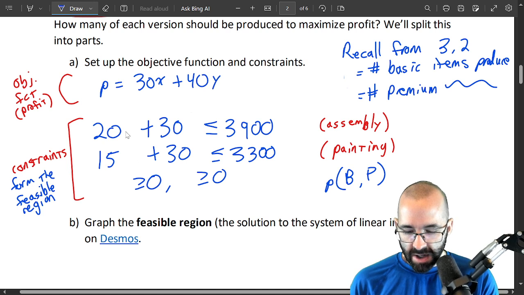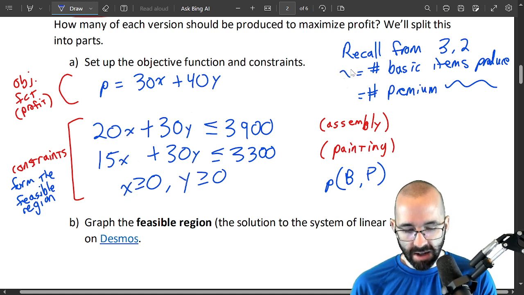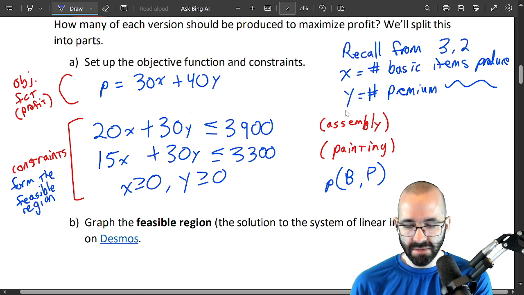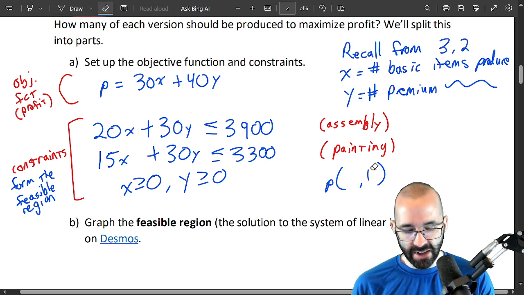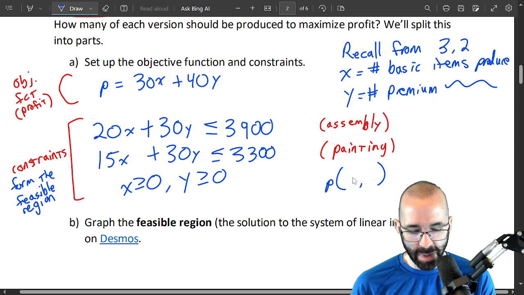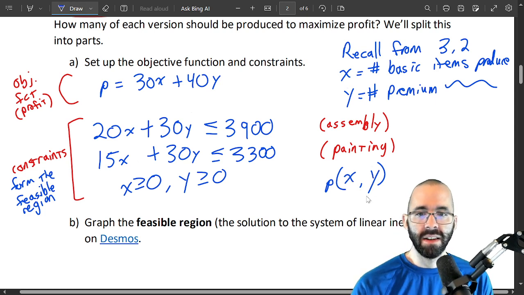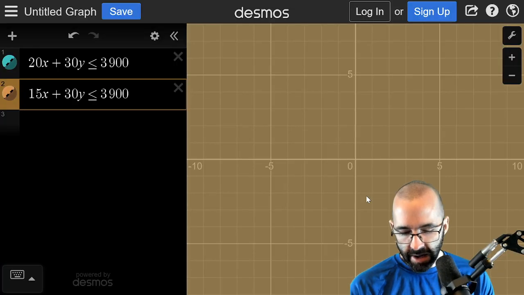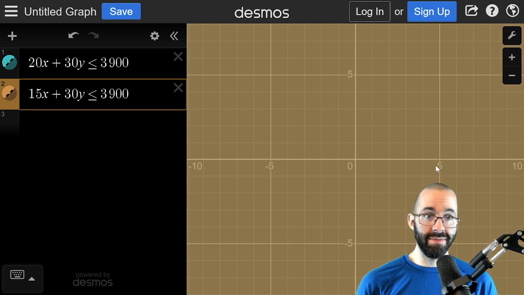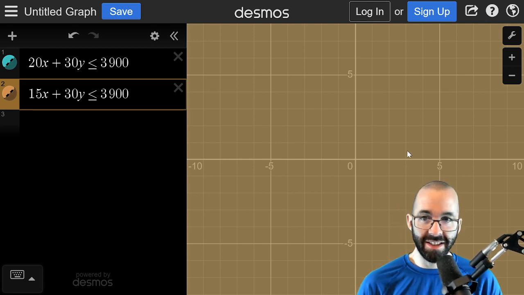All right, XY, XY, XY, Y, and XY. And down here, XY. And now we don't have to worry about two different P's. All right, so graphing this, wow, this is really interesting. Makes a lot of sense.